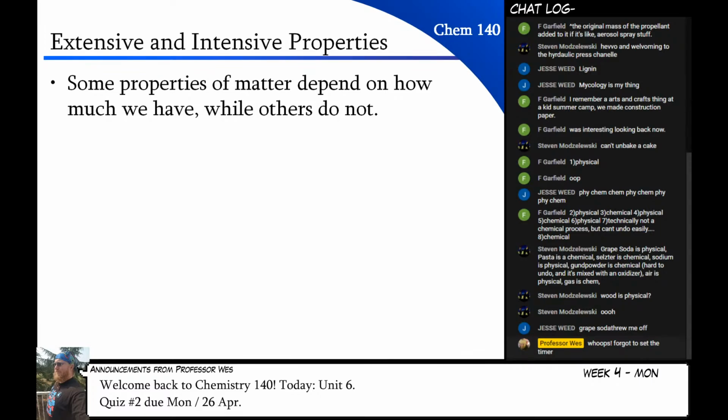We're talking about extensive and intensive properties. This is another rubric that we can use to categorize matter in various ways. We're going to gauge the impact of a property based on the quantity of material present. Some properties do depend on how much stuff is available. For instance, if I gave you a cup of water, there you go, there's some water, and then I gave you a gallon jug of water compared to that.